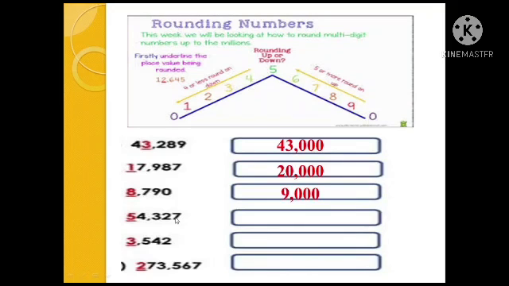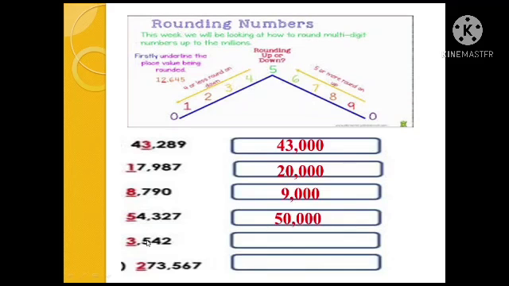And the next question, 54,327. We are rounding at the 10,000 place. The 10,000 place means 54,000 will become 50,000 or 60,000. To find that, we have to see the next number. The next number is 4, which is less than 5. So we can round that number as 50,000.